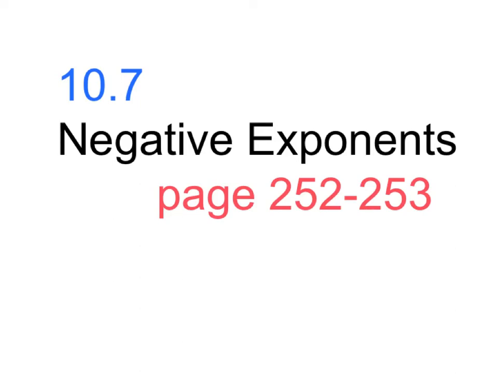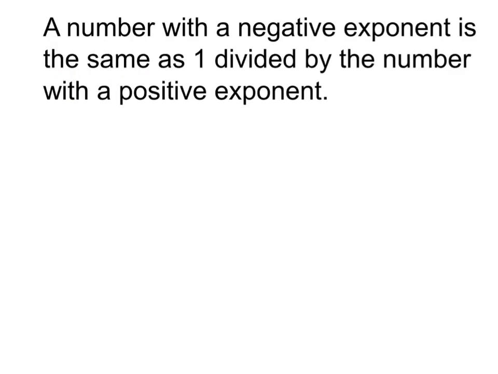Today we're going to be working on Chapter 10, Lesson 7, Negative Exponents on pages 252 and 253. Let's review the big idea for today's lesson. It says, a number with a negative exponent is the same as 1 divided by the number with a positive exponent. That's a lot of words. Let's break that down.